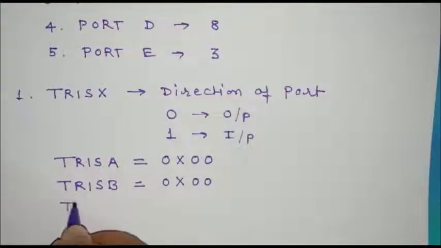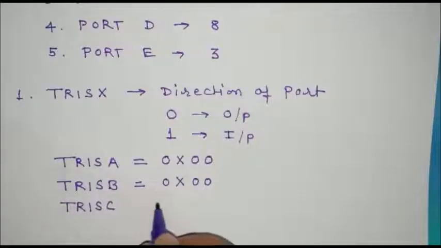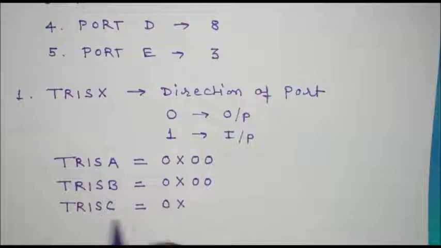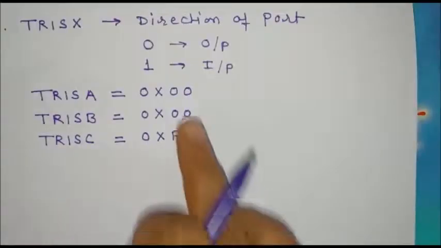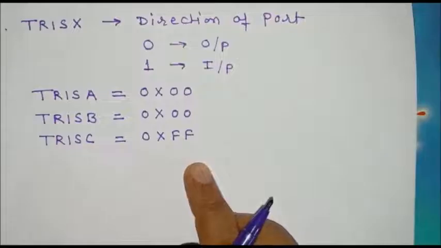Now suppose I want to use all port bits of port C as an input terminal, then I have to initialize this port TRISC register as 0xFF. That means 1 is stored for each port bit. So all 8 port bits are now used as an input terminal. So these instructions are used to initialize direction of all terminals of particular port.